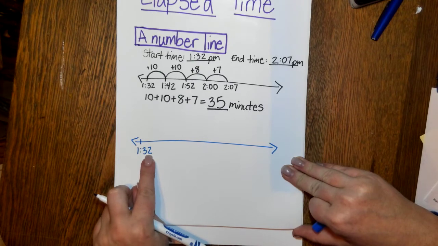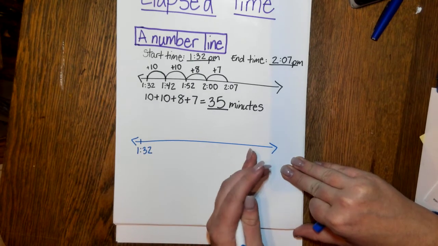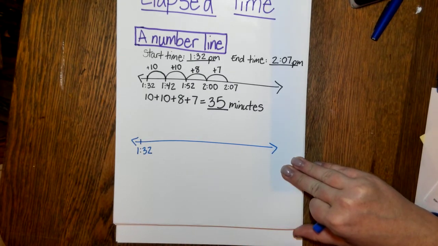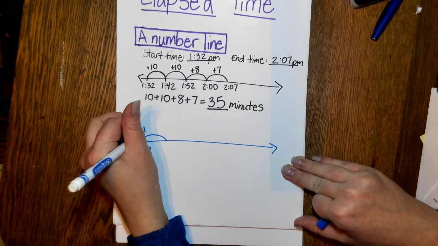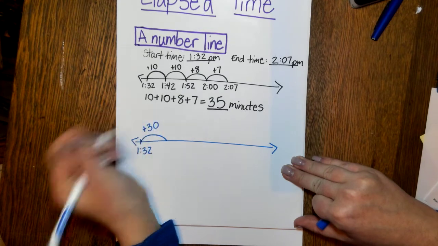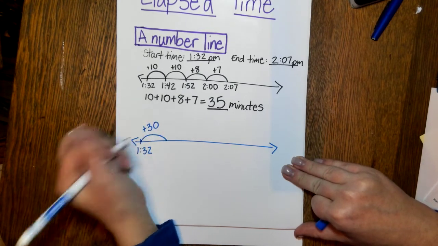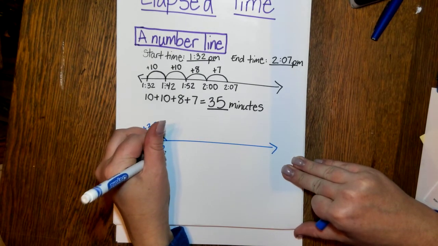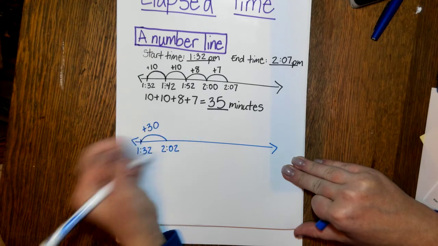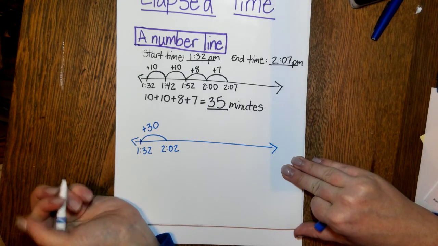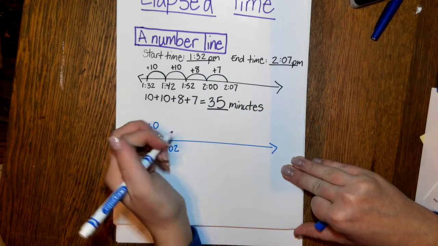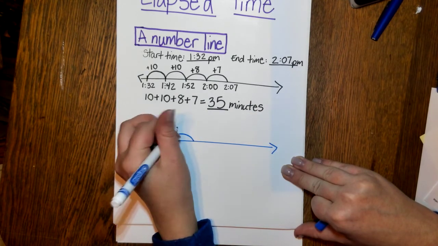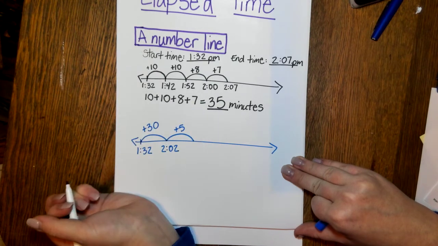I know that for time, it's easy to go 30, 60, 30, 60. So maybe I want to make one giant leap 30 minutes forward. That's going to be 2:02. Now I have to move from 2:02 to 2:07. And that's 5 minutes.